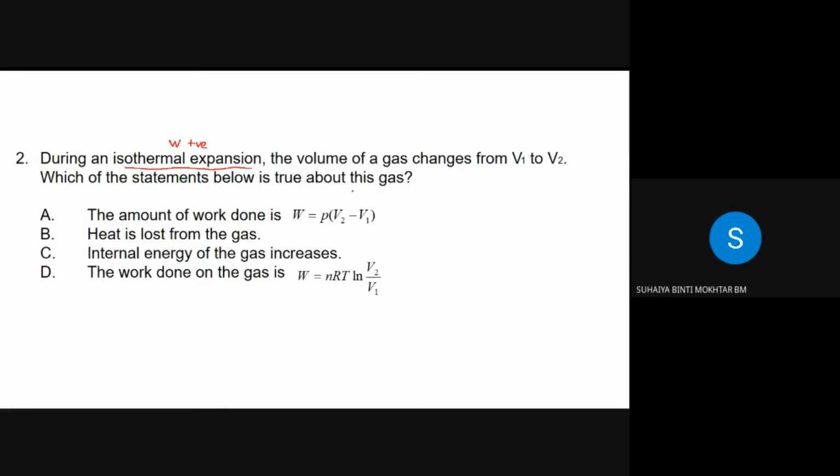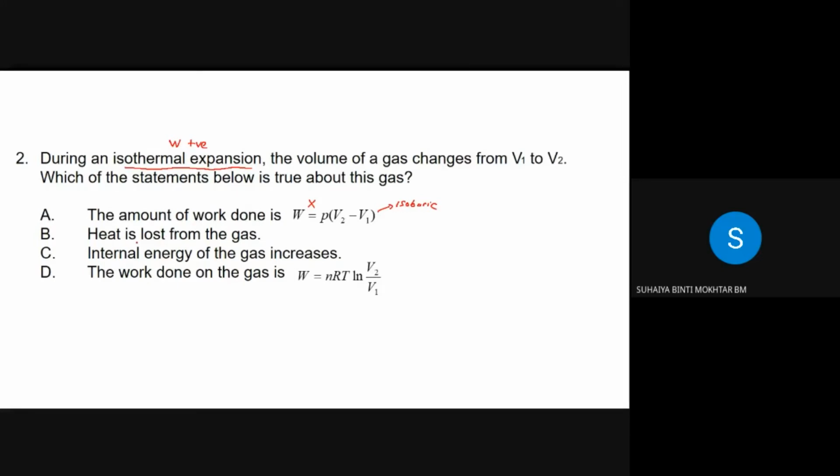Okay, A: the amount of work done is equal to W equals P times (V2 minus V1). Is that correct? Which case is this? Isobaric. Isobaric. Okay? Not isothermal. So A is out.